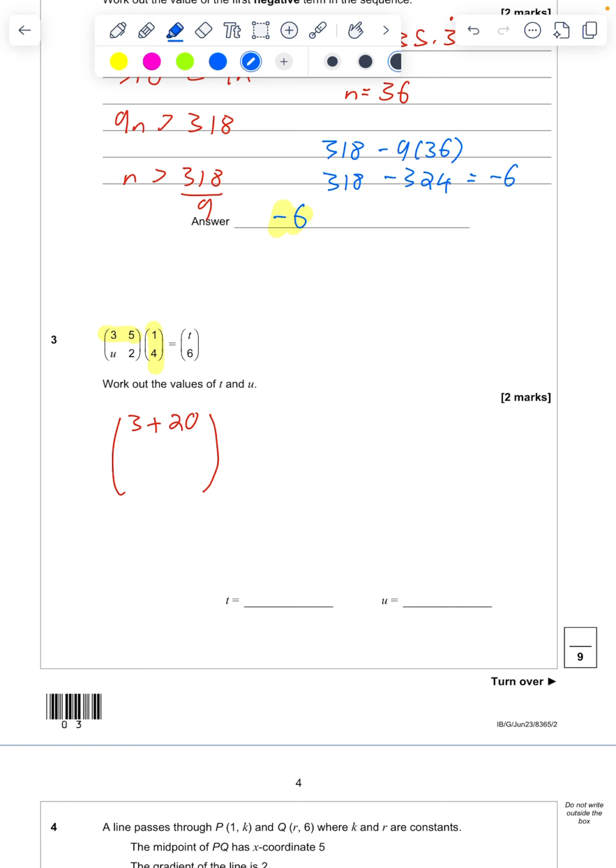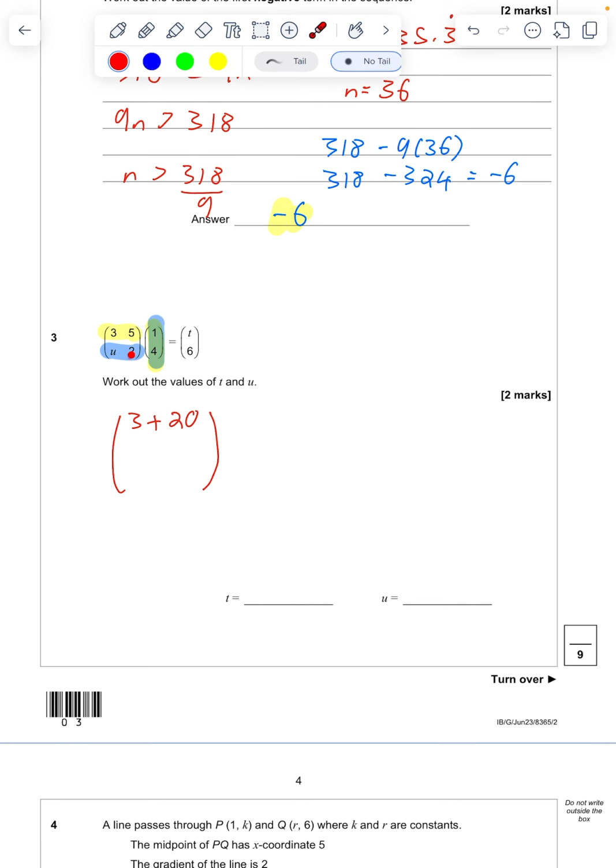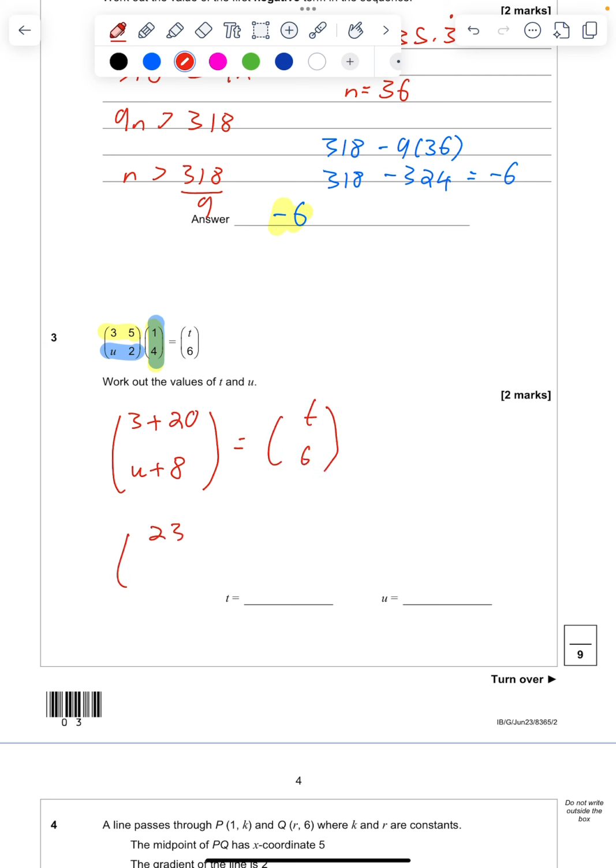And then you do the second row with the first column. So u times 1 is u, plus 2 times 4, which is 8. So it's going to be u plus 8 on the bottom. And that's going to be equal to t and then 6. And then just simplify the first bit. So 23, u plus 8 must be equal to t and then 6.